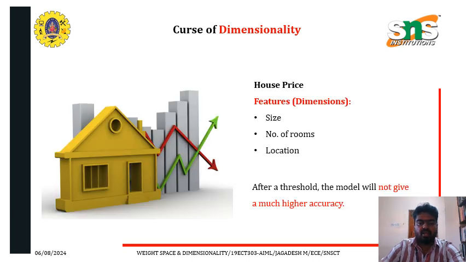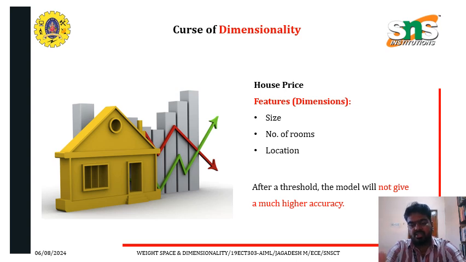And you can see the image, right? The house price will be defined by some features, like the size of the room, number of rooms, location, right? These three things are called features. I already told you, a feature is nothing but a dimension. After a threshold, the model will not give much higher accuracy. See here, we have three features.